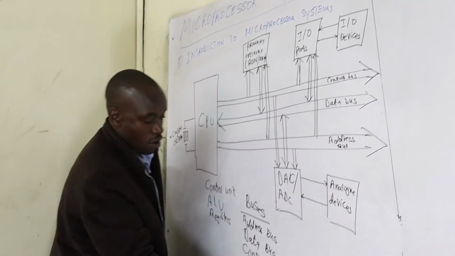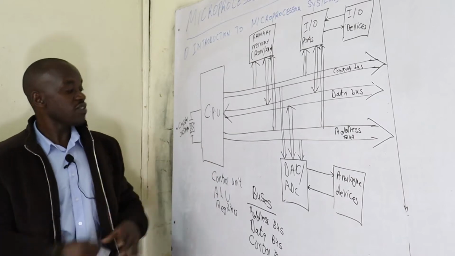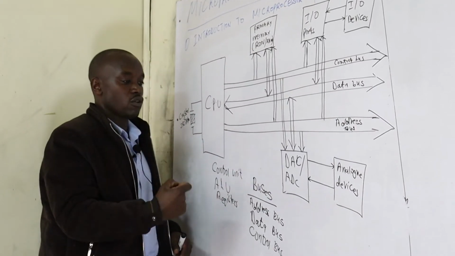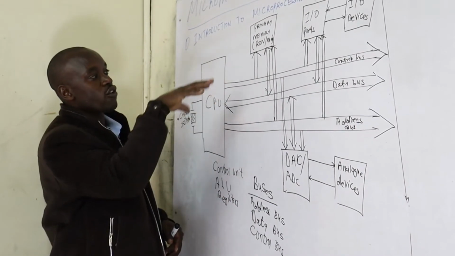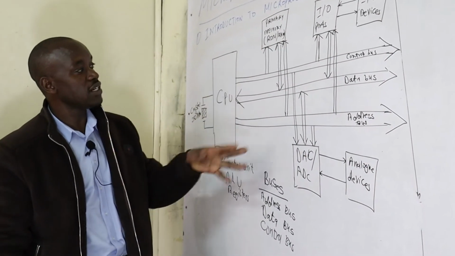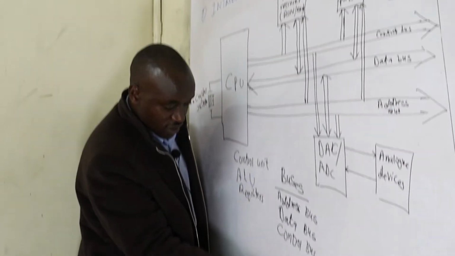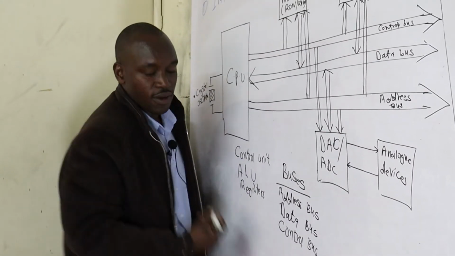Then we have the control bus. The control bus is supposed to transfer timing or control signals, so that functionality or operations are controlled in our system. So the way the name suggests, control is supposed to transfer control signals.